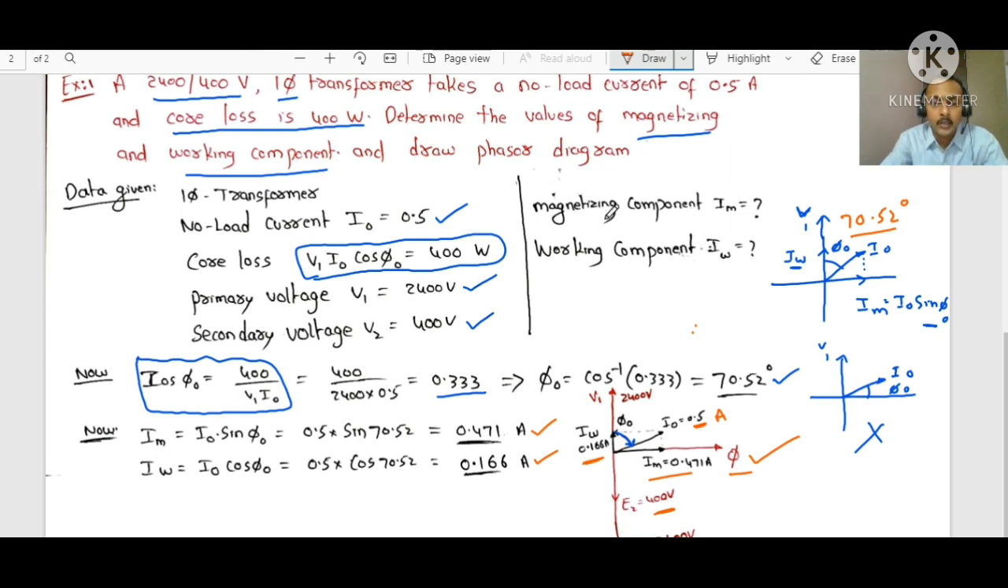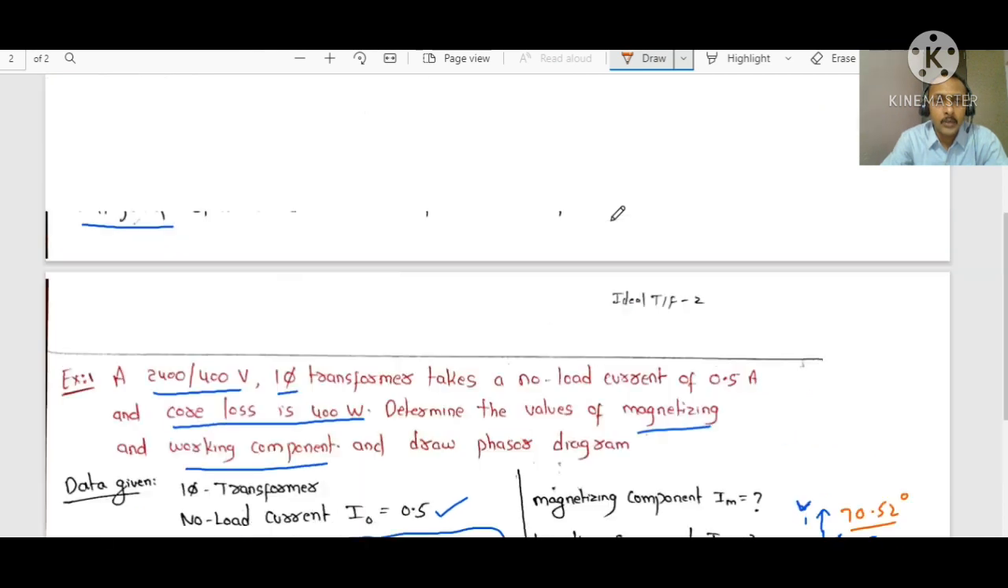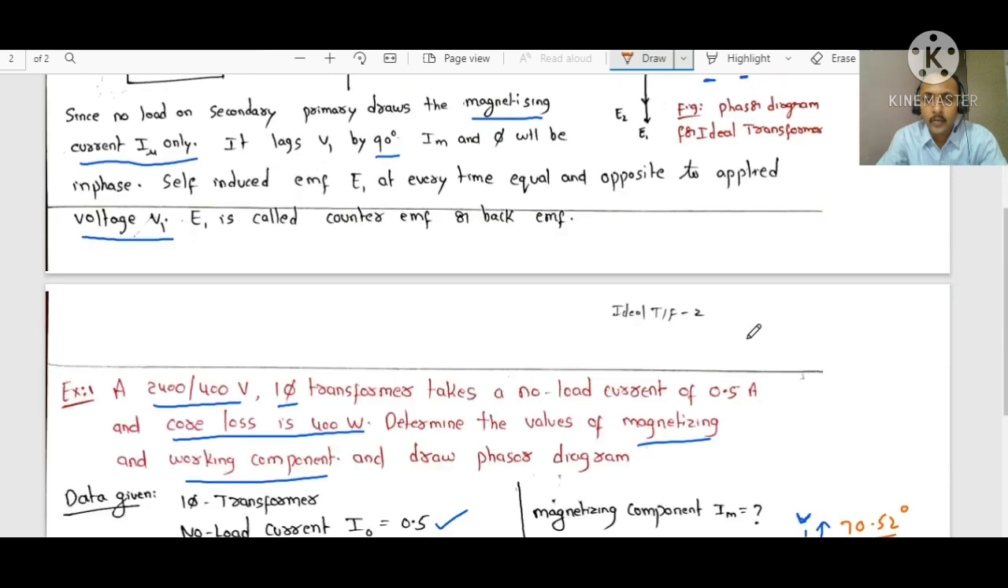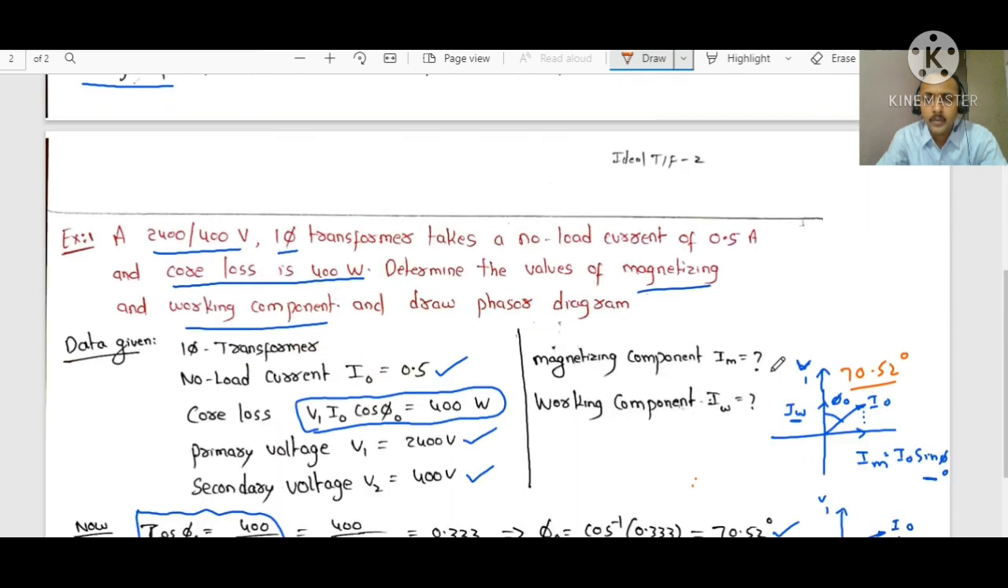Clear? So dear students, I repeat again, the assumptions are important. Three assumptions are made: winding resistance, magnetic leakage, and iron losses are neglected, and also the core has infinite permeability and zero reluctance. While attempting this question in the exam, this diagram, these waveforms and this phasor diagram give you a good impression and will help you score more marks, right? And one more important point: phi 0 is the angle between V1 and I0. Okay. Thank you.